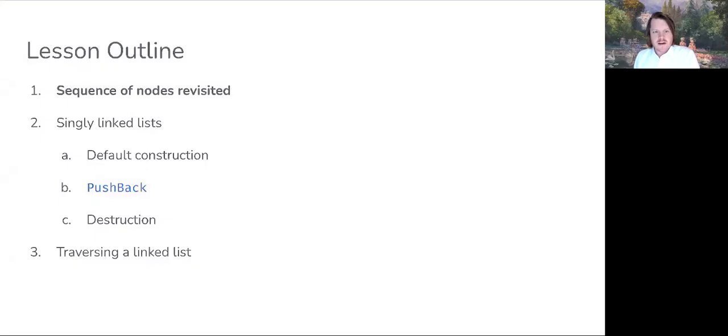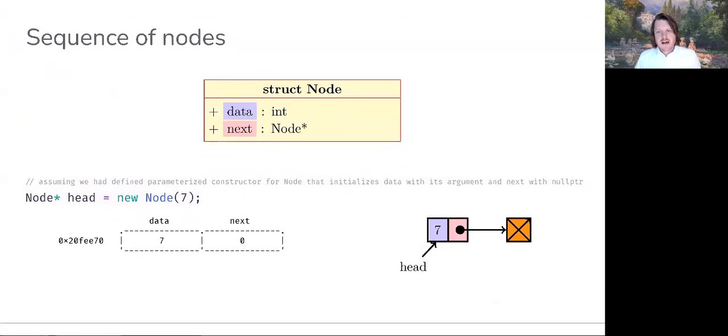Howdy and welcome back. Let's go ahead and revisit our sequence of nodes from a previous lesson. We said that we could create this type called node, which could store some data such as an integer value, as well as having a pointer to an object of the same type, a node. So here we can see that data is going to be one field within a node object storing essentially the data that we're interested in, similar to how an element in an array would store some sort of value. And then the next field is going to store a pointer to the next node within our sequence.